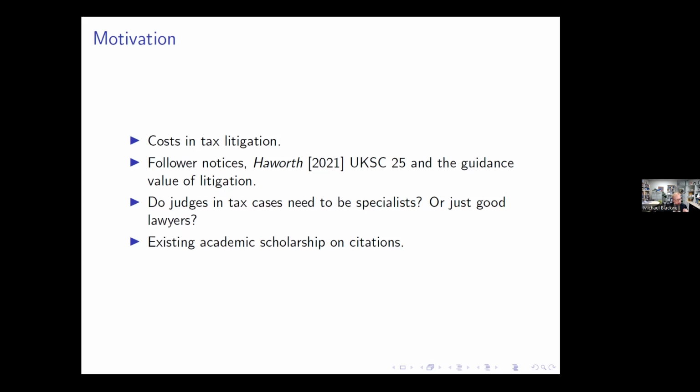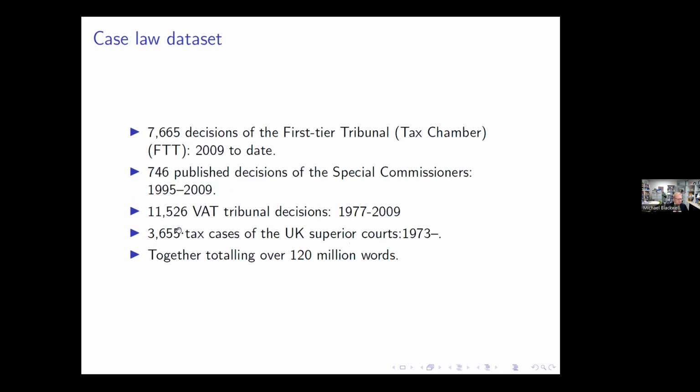So again, this is one of the questions that's addressed here: the extent to which there is a body of case law that can be easily absorbed, or whether you just need to be a good lawyer and be able to pick up cases that are presented to you. And I address this in a later slide. And there's also a body of academic scholarship on citations that this plays a part of. So that's the general context.